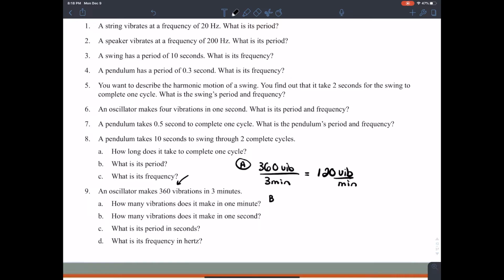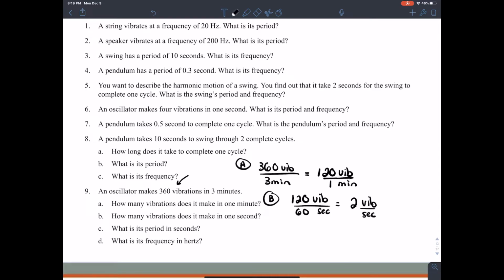Question B here, how many vibrations does it make in 1 second? Well, if we have 120 vibrations in 1 minute, if we just change our unit of measurement now to seconds, 1 minute is 60 seconds. So you take your 120, you divide it by 60, and you come up with 2 vibrations per second is what that's going to be.